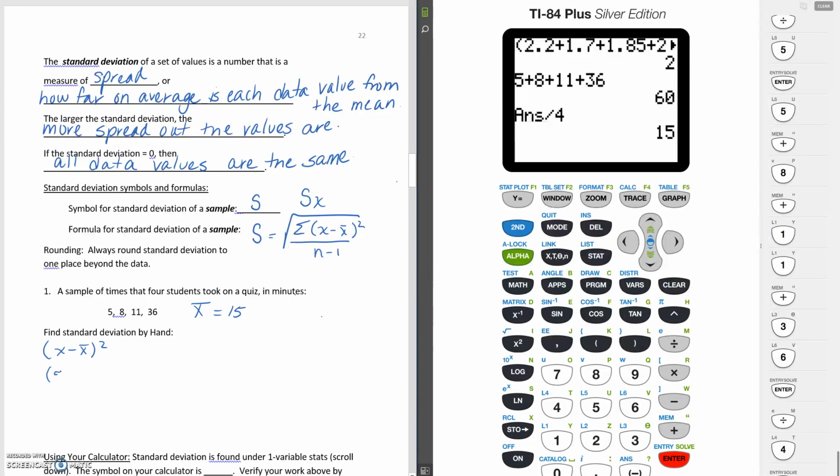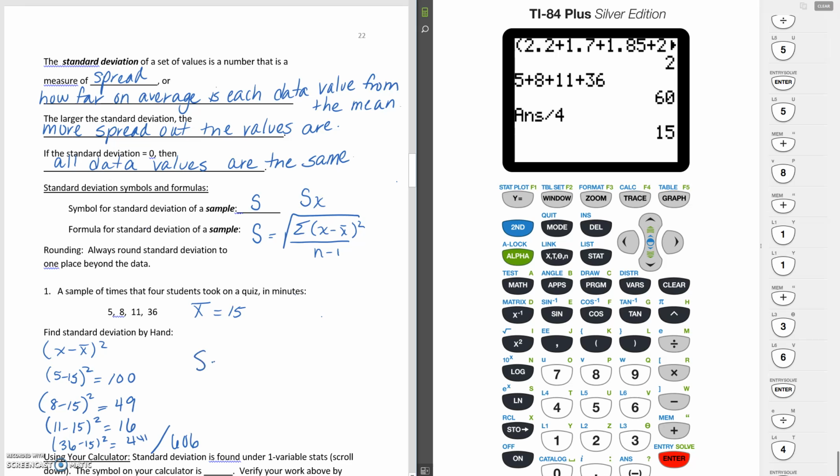So we would take 5 minus 15 and square that. Well, 5 minus 15 would be negative 10, squared would be 100. 8 minus 15 would be negative 7, squared would be 49. 11 minus 15 would be negative 4, squared would be 16. And 36 minus 15 would be 21, which when we square it would give us 441. So next we would add those all up. If you add up those numbers, you get 606.